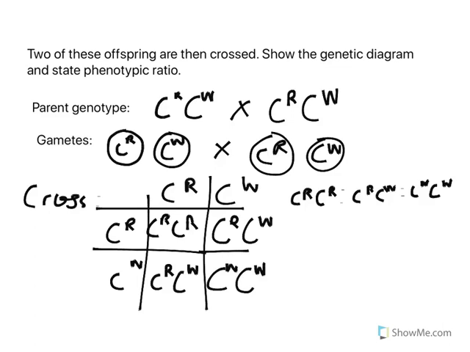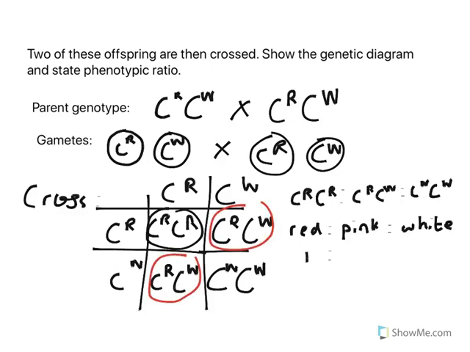So here are the results of the cross. We have three different genotypes, CR CR, CR CW, and CW CW. We then write down what the phenotypes of each of these is. So CR CR is red, CR CW is pink, CR CW is the same thing, and CW CW is white. And then we finish off by writing how many we have of each of these. So the red ones, here we have 1, the pink ones, we have 2, and then the white ones, we have 1. So 1:2:1.